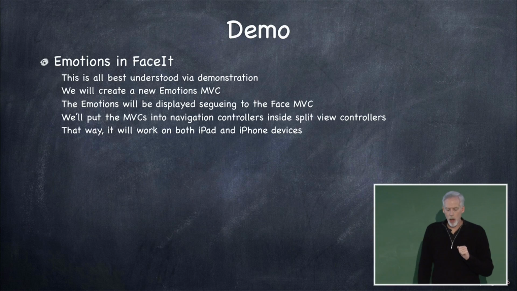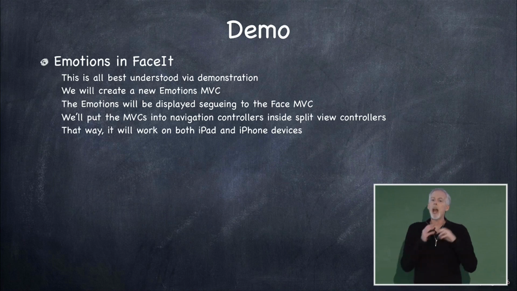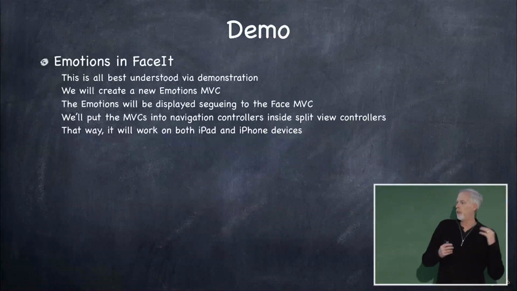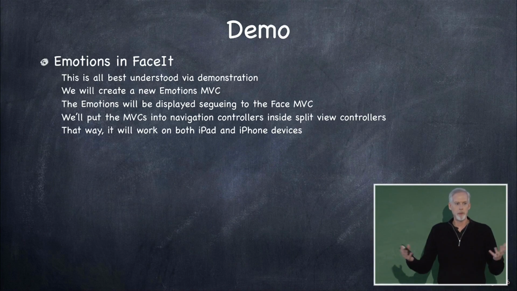All right, so the demo I'm going to do is I'm going to take FaceIt that we have so far that draws that face. I'm going to add a second MVC. This MVC is going to have some emotions listed in it, and when you click on them, it's going to show a face that reflects that emotion. So I'm going to have two MVCs, and we're going to hook them up.